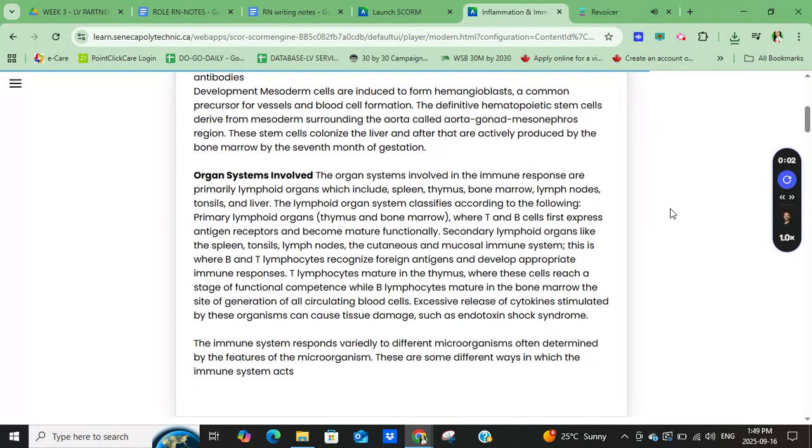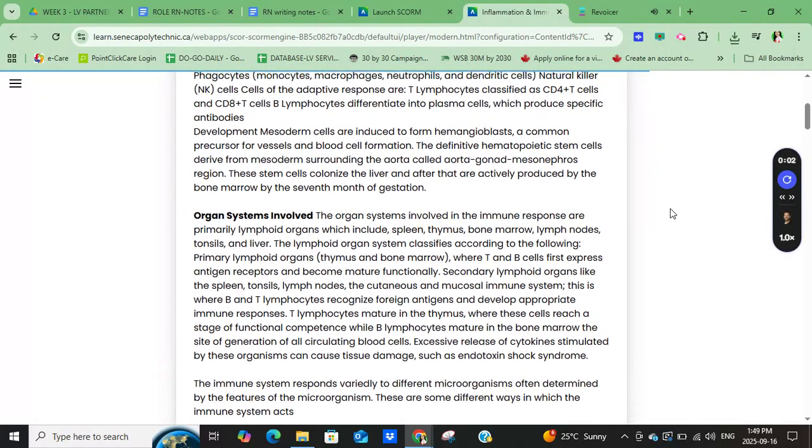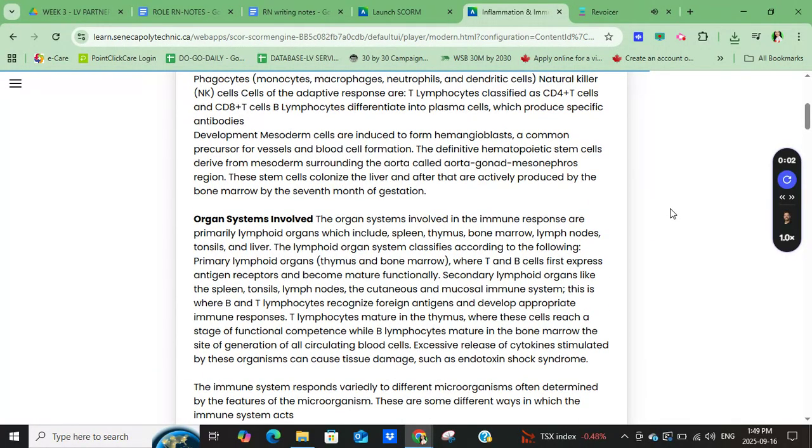Development. Mesoderm cells are induced to form hemangioblasts, a common precursor for vessels and blood cell formation. The definitive hematopoietic stem cells derive from mesoderm surrounding the aorta, called the aorta-gonad-mesonephros region. These stem cells colonize the liver and after that are actively produced by the bone marrow by the 7th month of gestation.